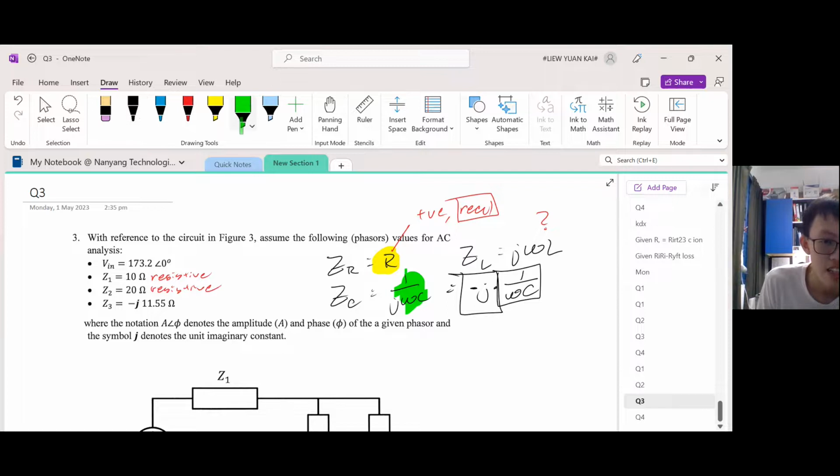See, notice that for capacitors, it is some number multiplied by negative J. Now take a look at Z3. See, it's the same format. Some number multiplied by negative J. So that actually means that Z3 is capacitive.